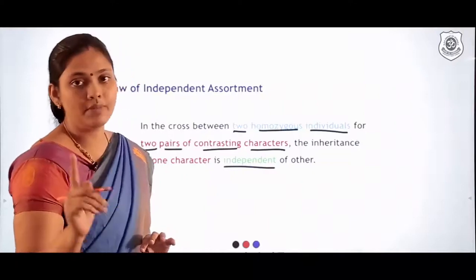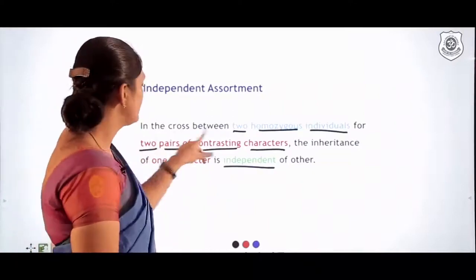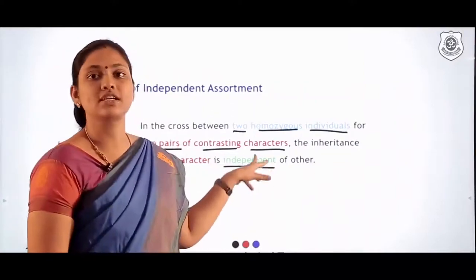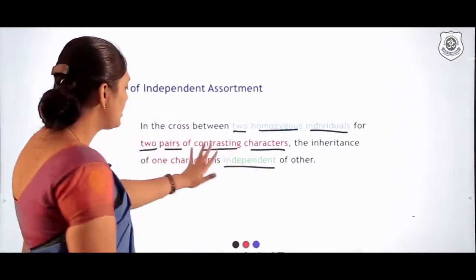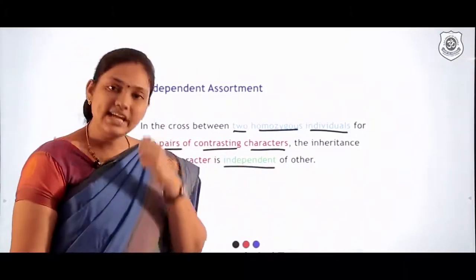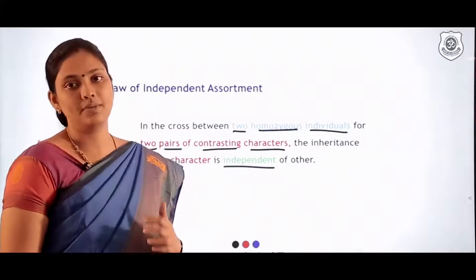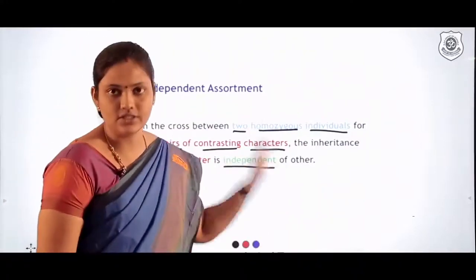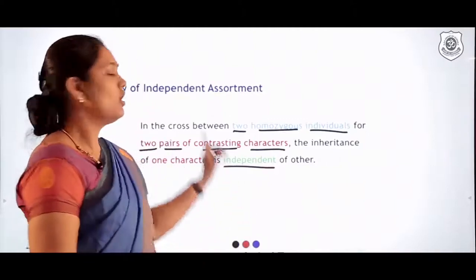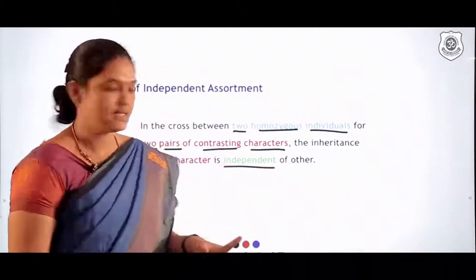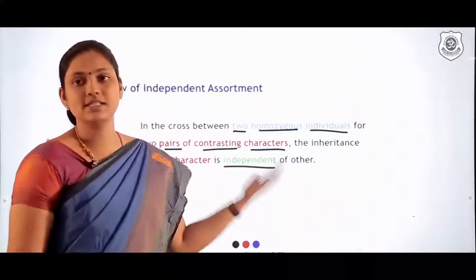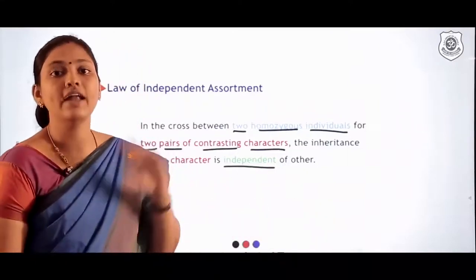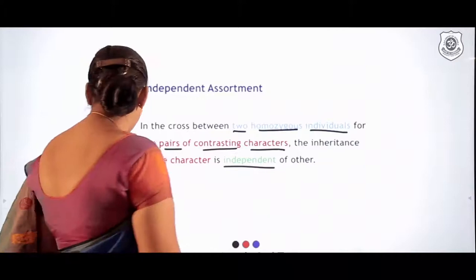You should not miss out two pairs, contrasting traits, contrasting characters here. These two are considered as the mandatory keyword which you have to remember. Two pairs of contrasting characters. It's very important for law of independent assortment. We are employing these words because this is the inference which we got out of dihybrid cross.